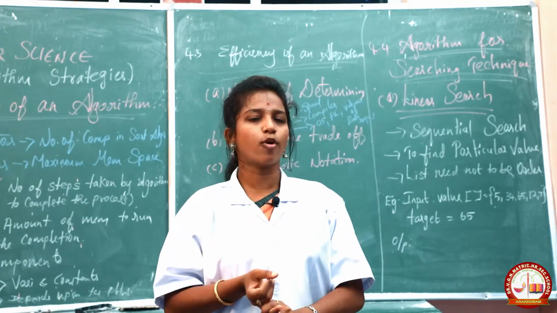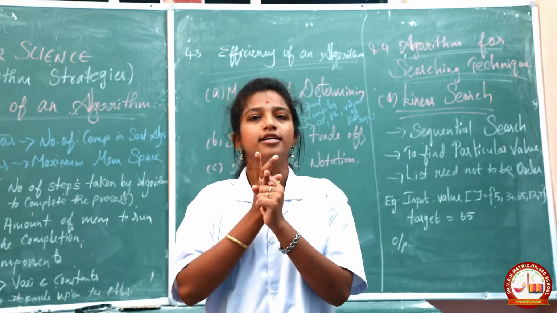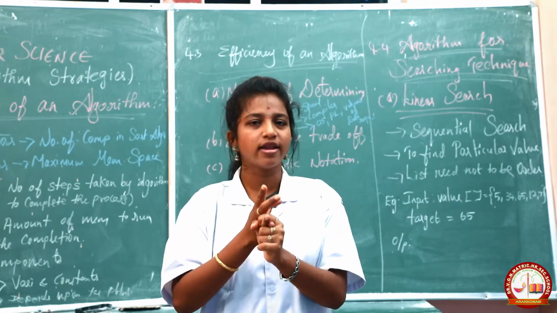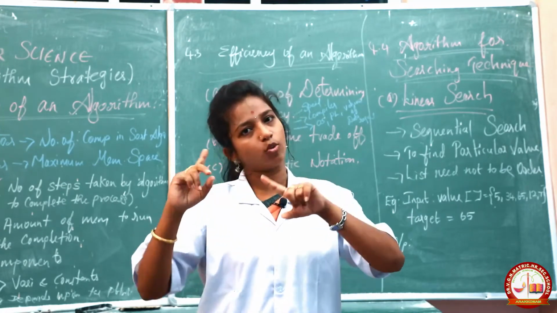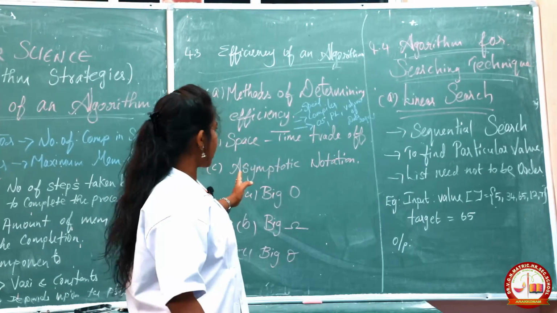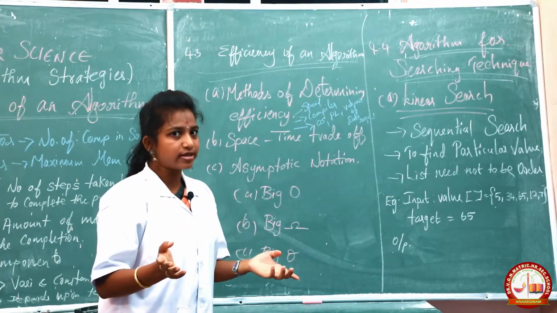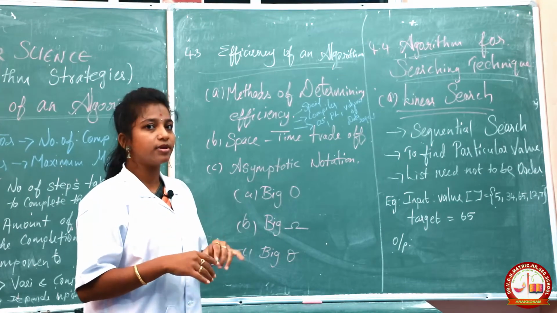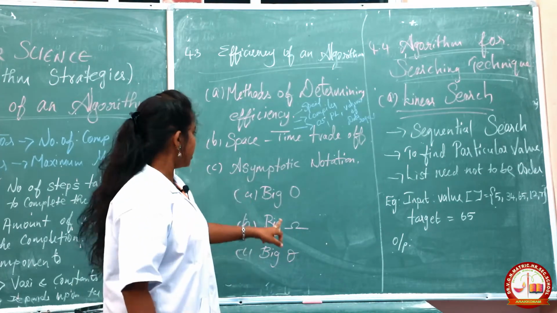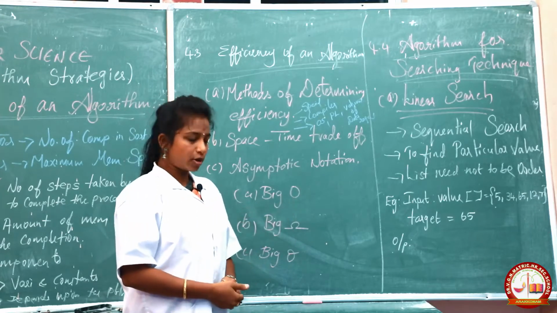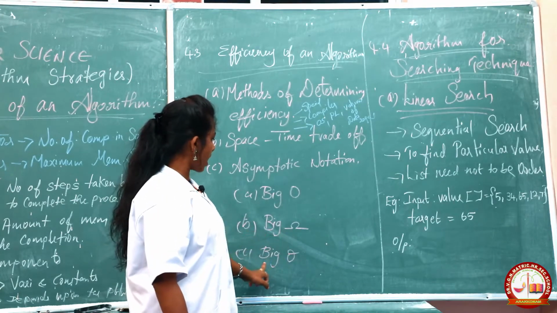And the third one is a very interesting thing. In this bound, we are going to find whether our algorithm is best or worst. See, this is asymptotic notation. These are the notations which explain whether our algorithm is in the best or worst case. Here we have the big O method, big omega, and big theta.